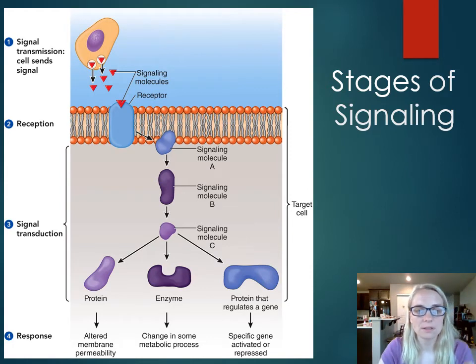So we've covered signal transmission: neurotransmitter, hormone, paracrine, and direct contact. We had reception: ion channel linked receptors, G protein linked receptors, enzyme linked receptors, and intracellular receptors. For signal transduction, we had open and closed channels, phosphorylation cascades, second messengers, and for the intracellular receptors, gene expression, so transcription and translation. And then the response.